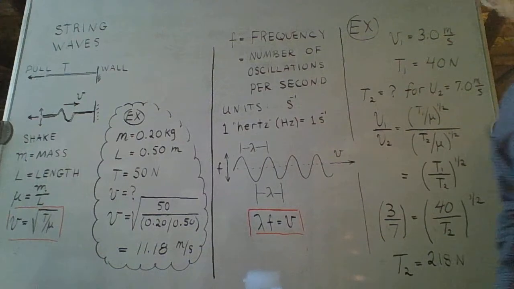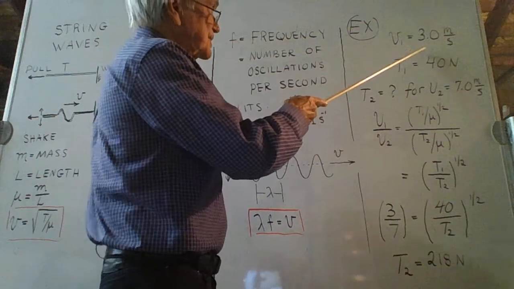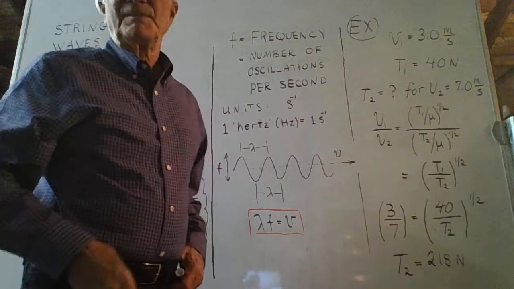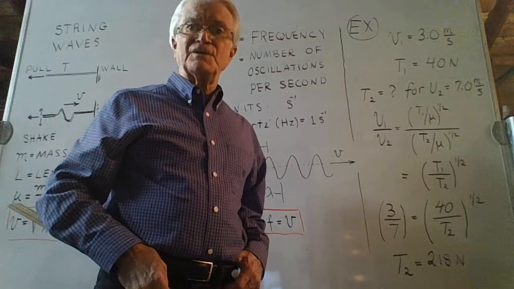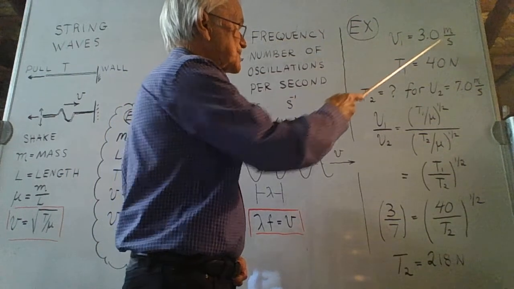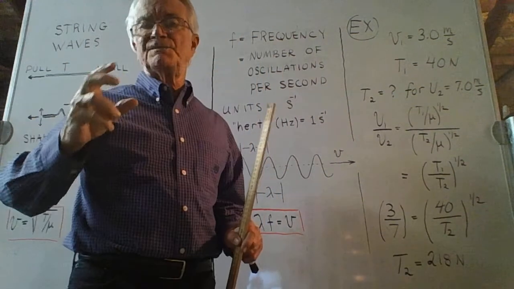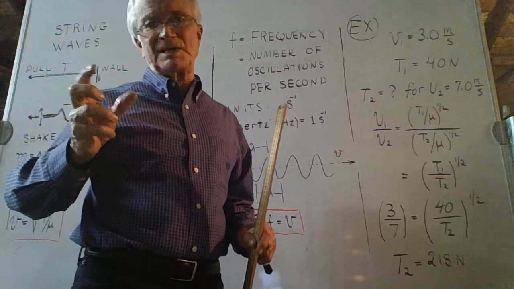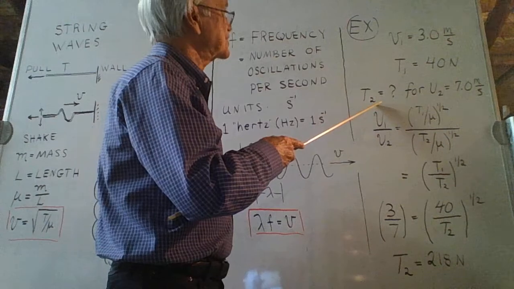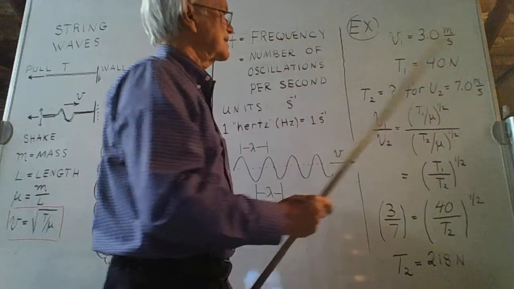Let's look at a final example in this introduction. Suppose in the first instance the speed of our wave is 3 meters per second. We're contemplating negotiating for a different speed. In this first case, V1 is 3.0 meters per second, and we're told that the tension in the string is 40 newtons. Now let's imagine we have the capability of adjusting the tension. We ask the question, what would have to be the new tension, T2, in the second case, in order that the new speed, V2, be 7 meters per second?